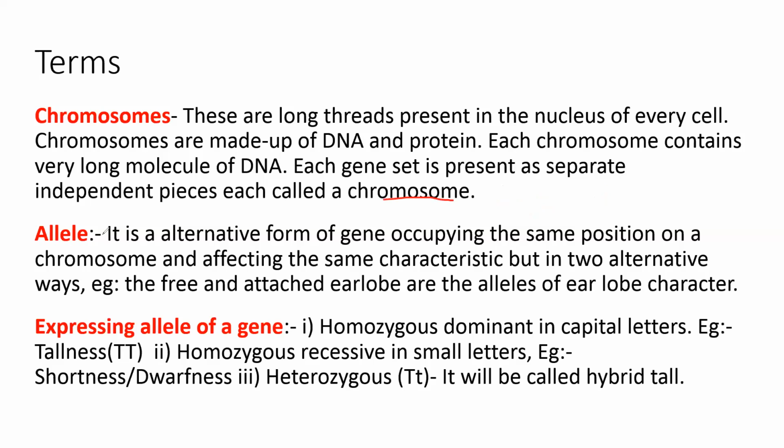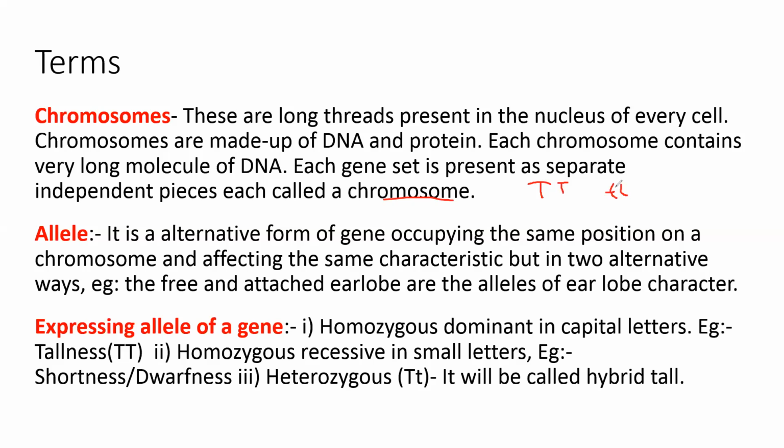Now next is allele. This is a new term. An allele is an alternate form of DNA which determines a trait. We'll be coming through all that, also expressing the allele of a gene. Now there are two different ways that you can find an allele combination. So let's see.